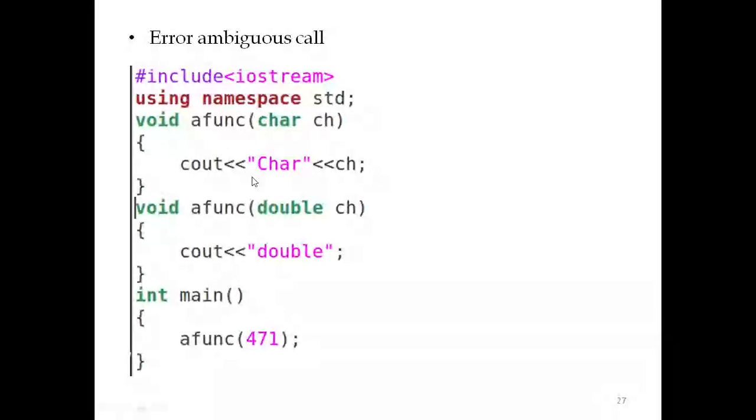Suppose I have two versions of the function, one with character, another one with double. Now I pass 471. 471 is an integer value, isn't it? So there is no exact match for 471, but it can either be promoted to double or it can also be called with char, isn't it? So this is an error, ambiguous call. The system will not do anything but give an error that there is an ambiguous call for the function. Either we have to provide a separate integer version, or we have to say by which means this call must be made, right?